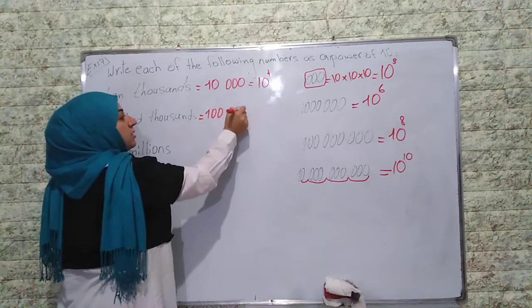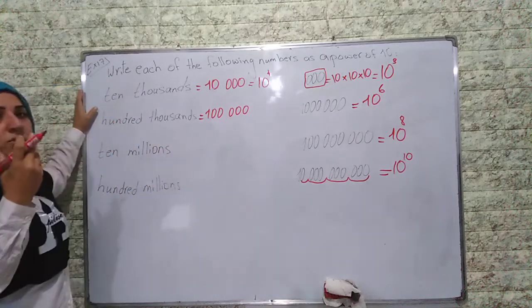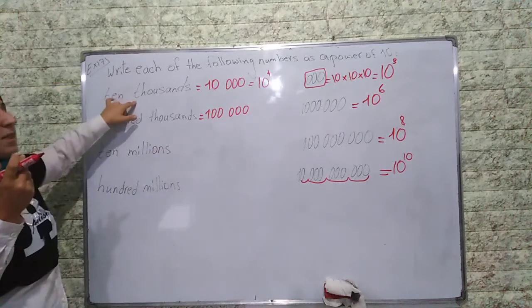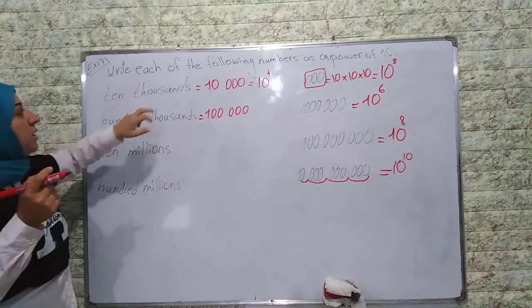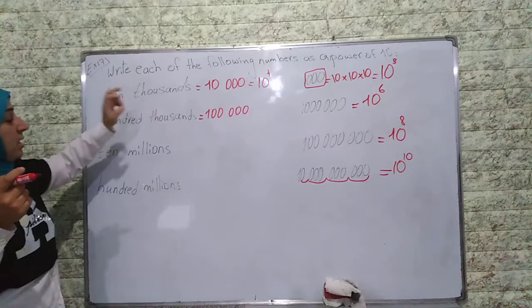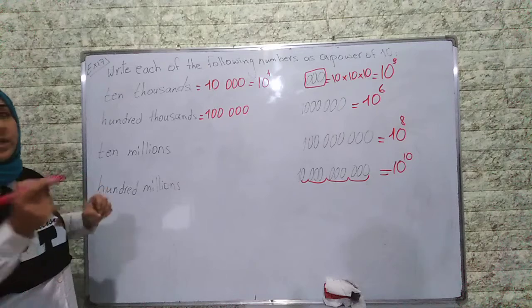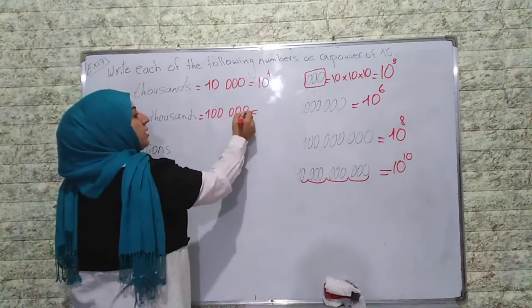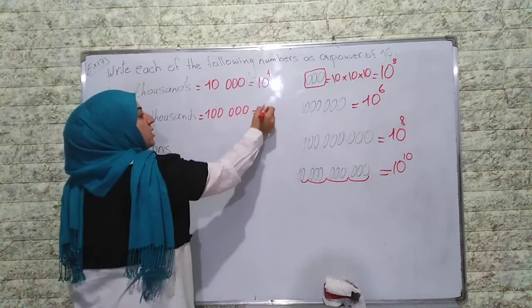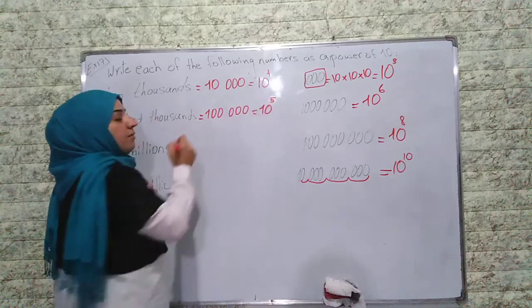100,000. We know that, to refresh our memory, 100 means there are 2 zeros next to the number, 1,000, 3 zeros, million, 6 zeros, and billion, 9 zeros. Okay, here, how many zeros are there? 3 and 2, 5, so it's 10 to the power 5.